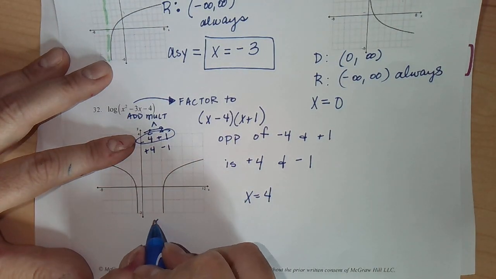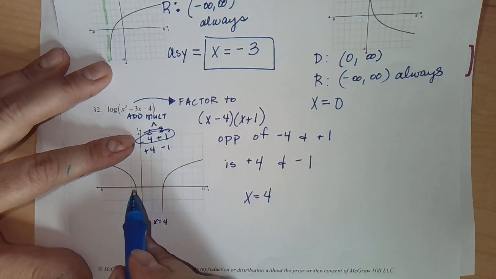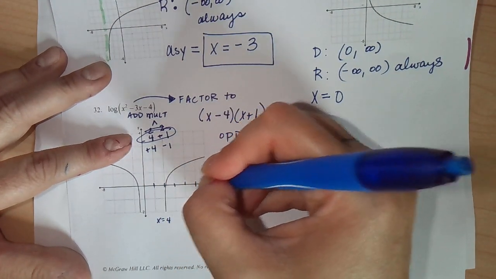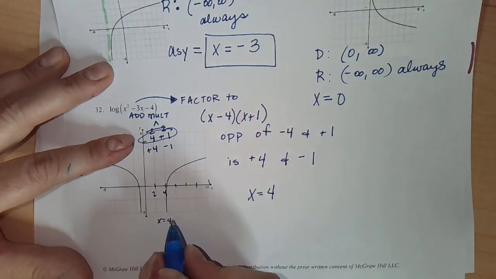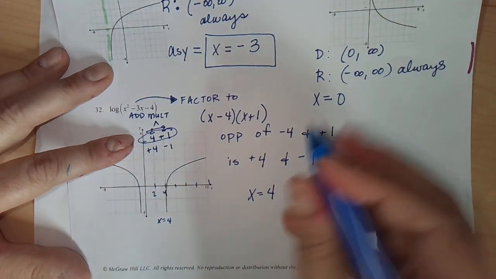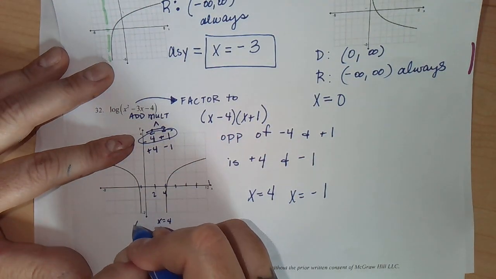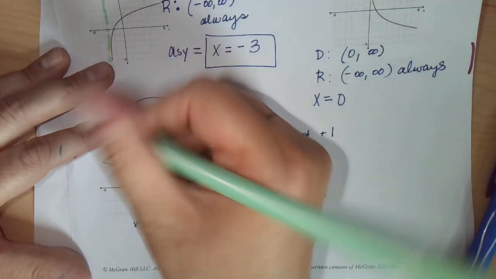And it doesn't look like this is x equals 4, but I'm thinking these are counting by something. Let's see. I think these are counting by 2. Yeah. Okay, so there's x equals 4. And then x equals -1 is right here. So we have 2 asymptotes.